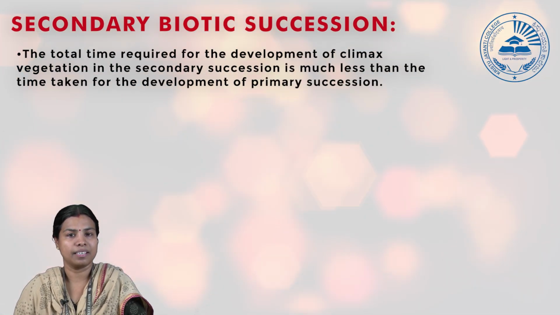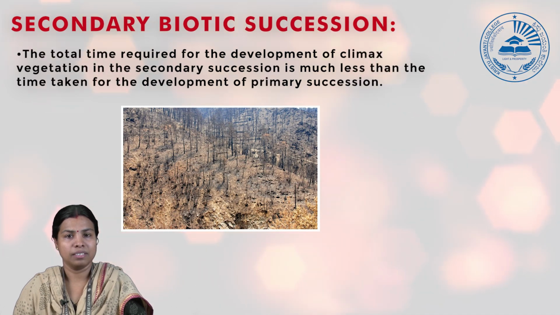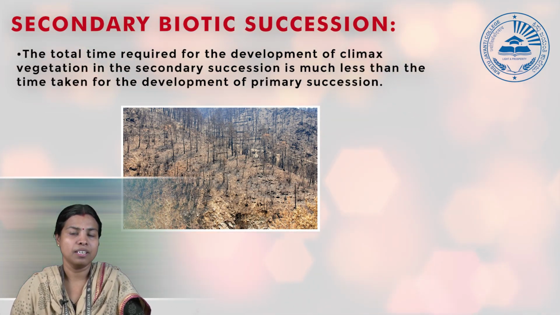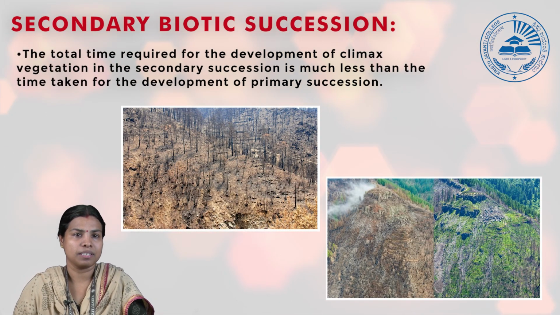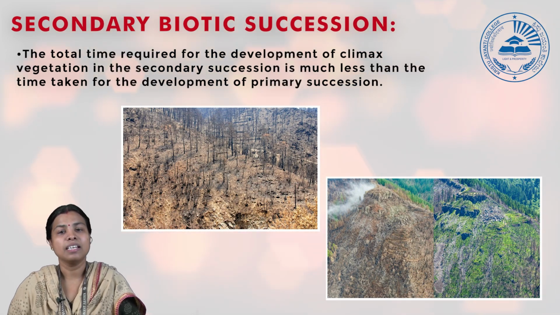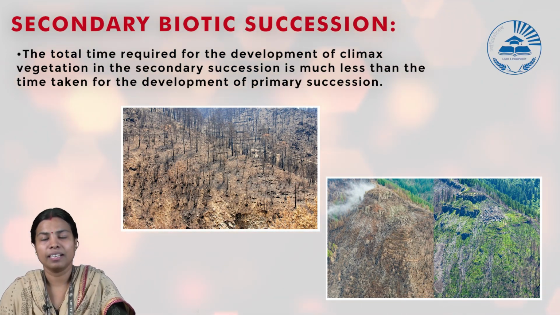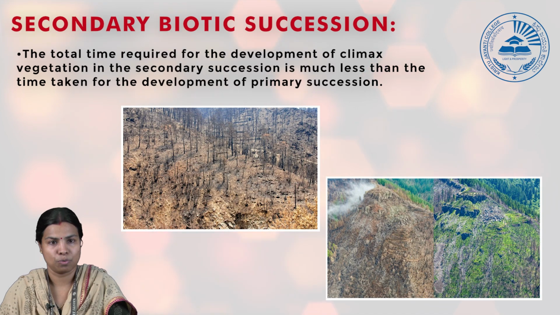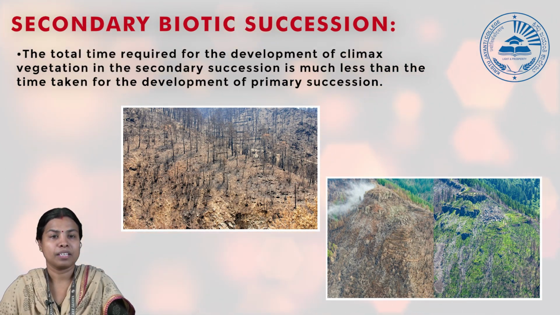This is how the secondary succession happened. This is the best example. The first picture where it was a vegetation, it was destroyed by the forest fire, and after that secondary succession immediately starts and it will attain the climax community very soon compared to the primary succession.